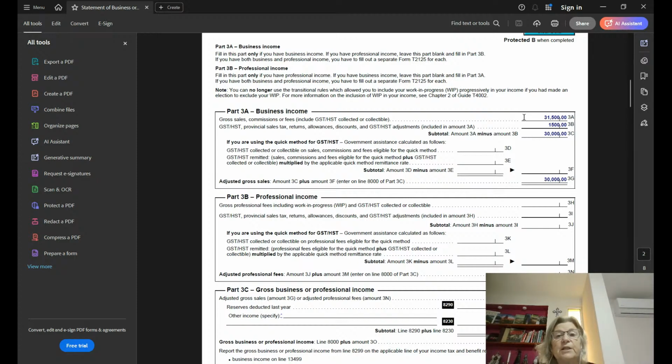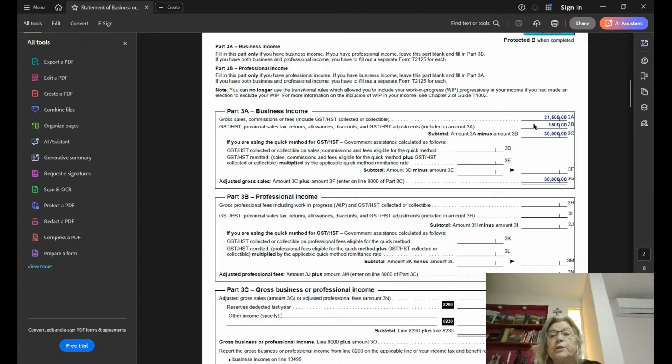These are fictitious numbers, just so you know. It says here, gross sales, commissions or fees include GST. So if I made $30,000 worth of income in British Columbia, we aren't under harmonized sales tax. We're under GST only. I would have had to collect 5% GST on that, unless I was on reserve. I am a status Indian, but I'm preparing this off reserve because a lot of people I deal with work off reserve. So my gross income with my GST is 31,500.